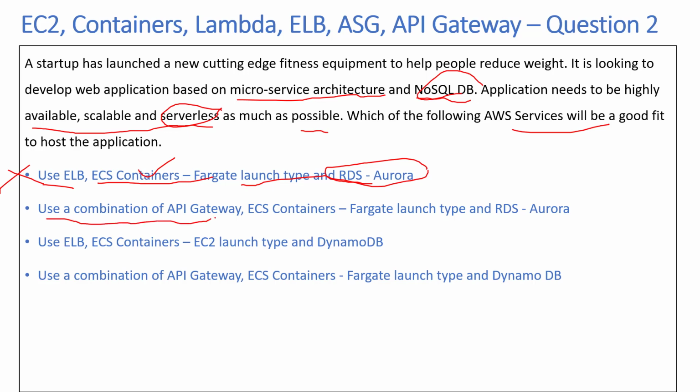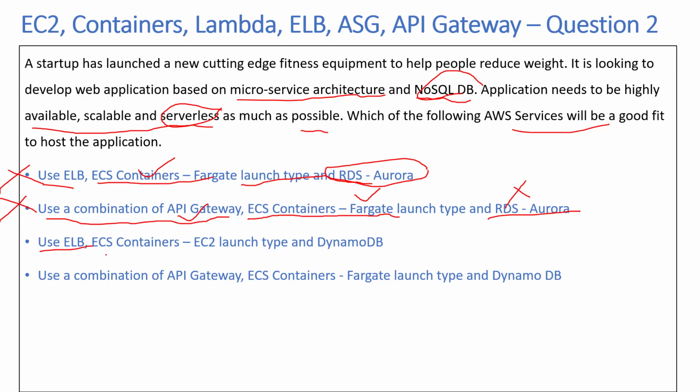So use a combination of API gateway. Yeah, microservices API gateway makes sense. ECS containers and with launch type as Fargate. Again, Fargate is serverless. So this makes sense. And the third one, RDS Aurora. Again, so it's a SQL database. It's looking at NoSQL. So this is not a correct one. Now let's look at the third one.